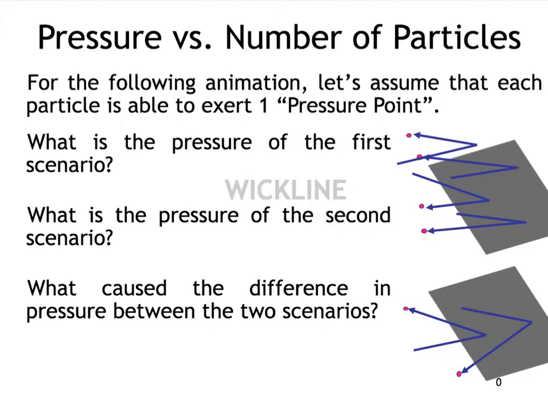The pressure in the first scenario, if we assume that each particle can exert one pressure point through one collision, would be 1, 2, 3, 4 different collisions, or 4 pressure points. It's a made-up unit, so I'll just call it PP. The pressure in the second scenario, however, is less because there are only 2 collisions, so 2 pressure points. So what caused the difference in pressure in the 2 scenarios is literally just the number of particles.